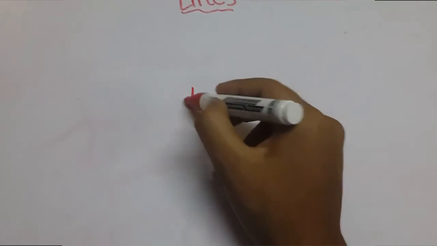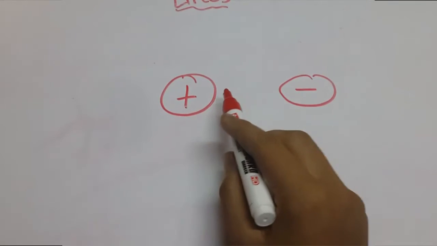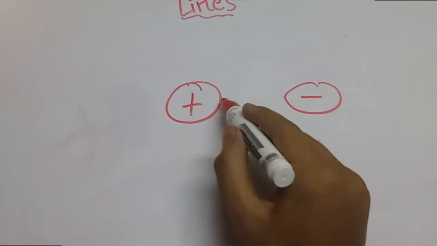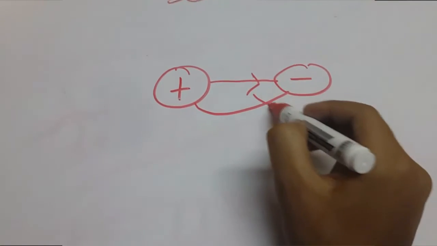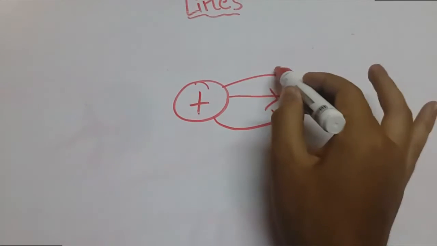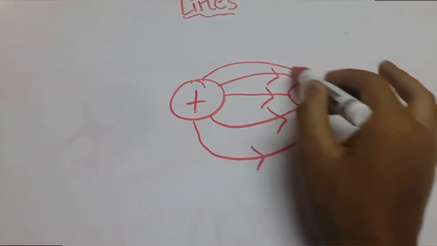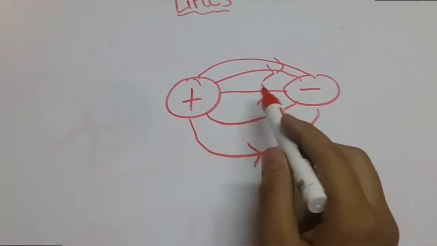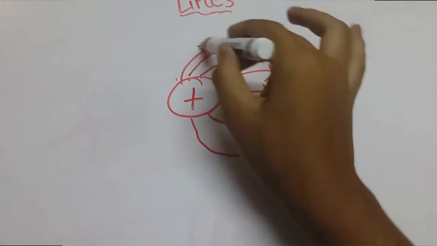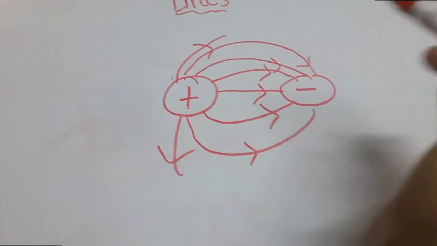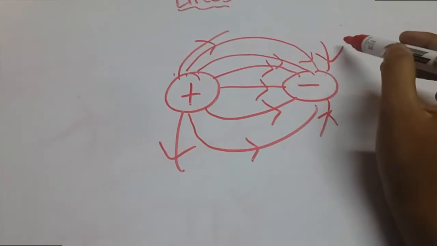Now when we talk about two charges, one negative and one positive, the electric field lines always go from positive to negative. So we can draw the electric field lines going from positive to negative in this way. This diagram shows that the electric field lines go from the positive charge to the negative charge, as positive and negative always attract each other. So we can draw further lines going from positive to negative.